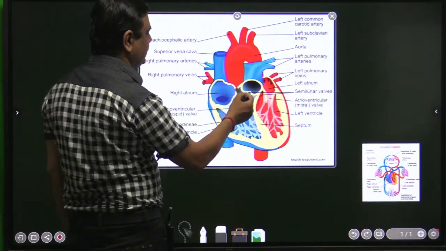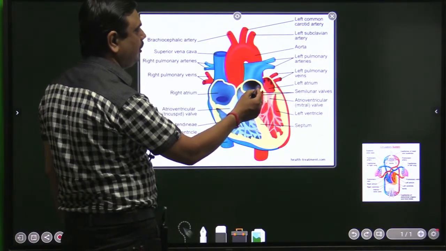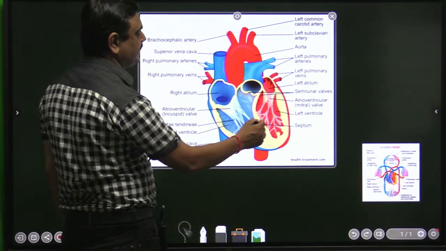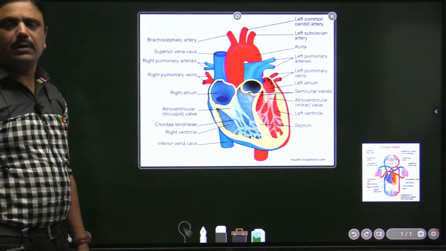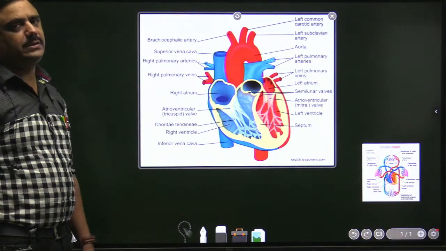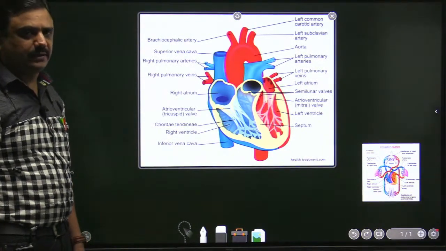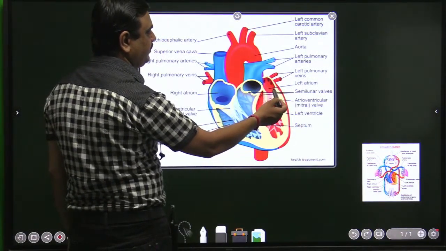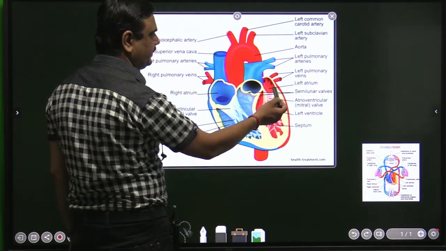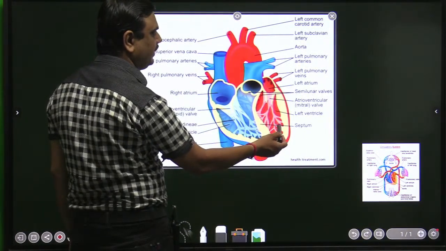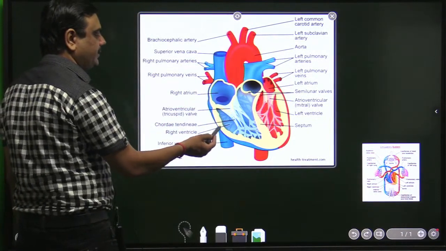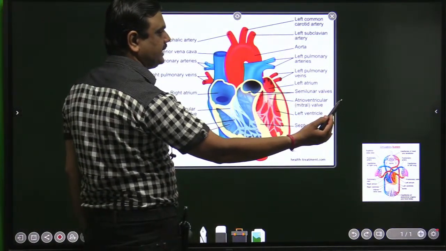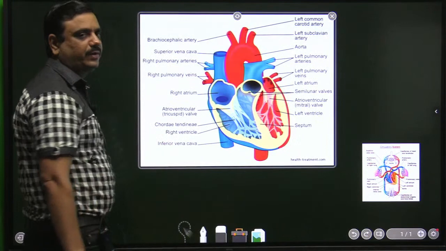The 2 upper chambers are called atria or auricles, and the lower chambers are called ventricles. On this side we have the left atrium and left ventricle, and on the other side the right atrium and right ventricle. This side is considered left and this side is considered right.